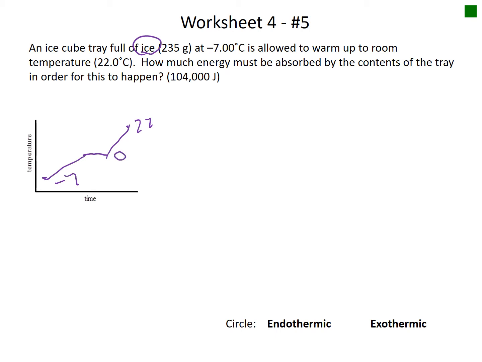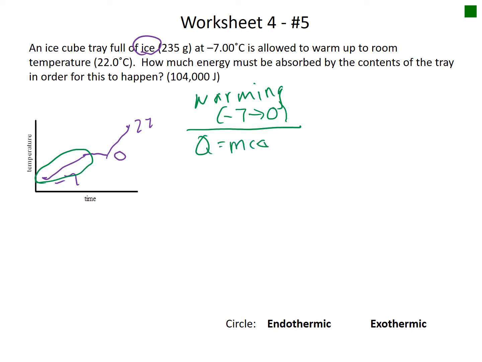All right, so now I know that there are going to be 3 different equations that I need to put together. The first one I'm going to deal with is when you are heating up ice, and that's going to be that section. I am going to be warming it up from -7 all the way to 0. So when I am changing my temperature, I am going to use my MCAT formula.